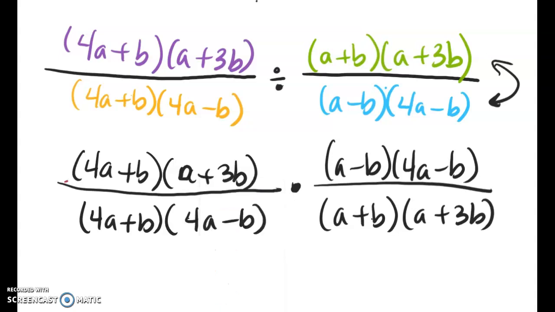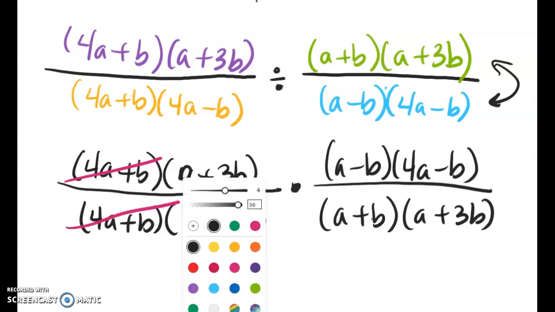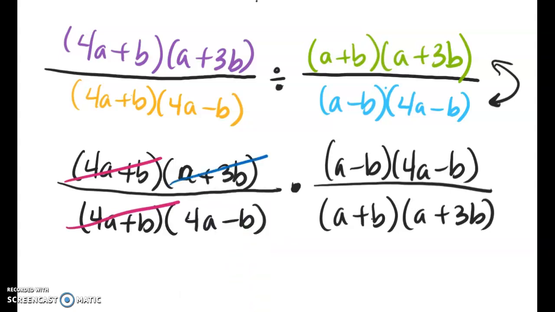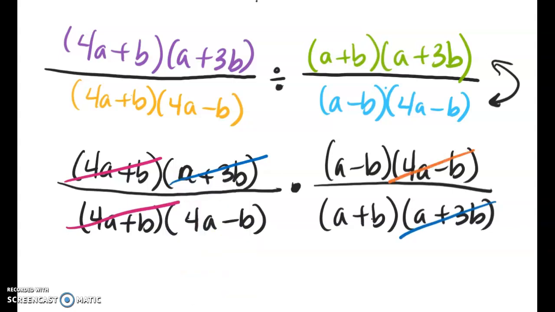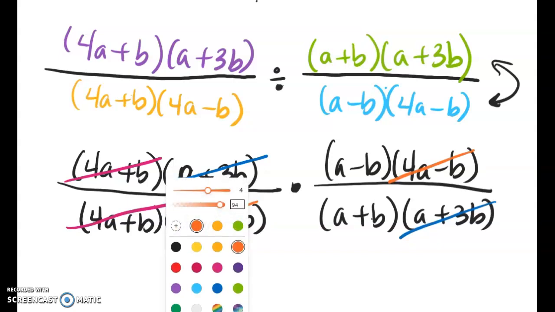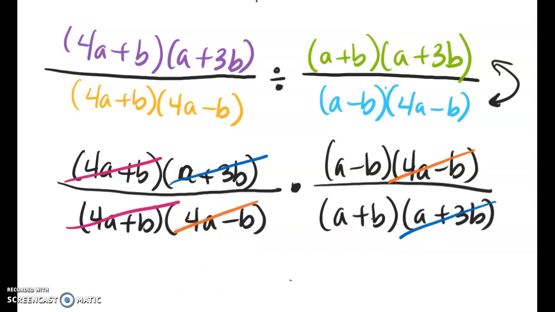So we've got 4a plus b, 4a plus b divides out. We've got a plus 3b, a plus 3b here. We've got 4a minus b, 4a minus b. So we're looking to divide things out between the numerator and denominator. And what am I left with? A minus b over a plus b.